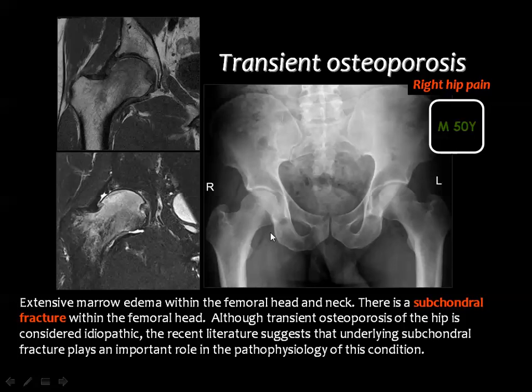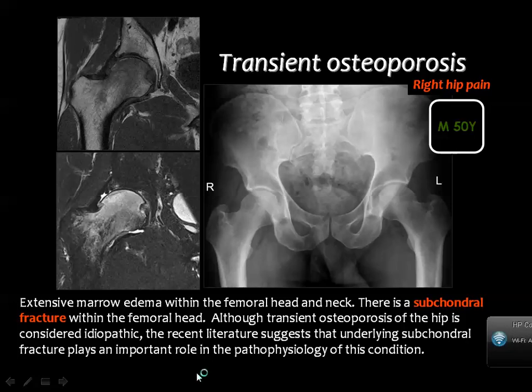left and right hip. Then in MRI, the right hip joint showed the head of the femur and the neck as well showed low signal in the T1 and high signal in the STIR images. And if you look carefully, you see a linear low signal shadow here below the cortex of the femur, which represents a subchondral fracture.